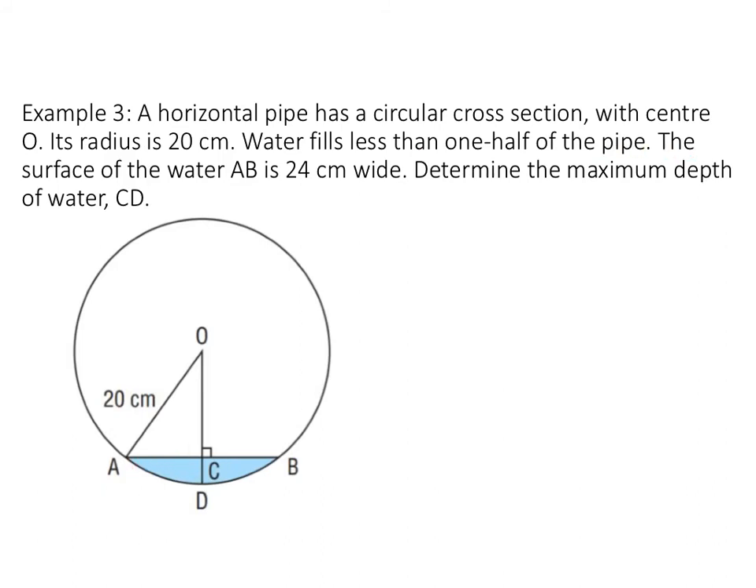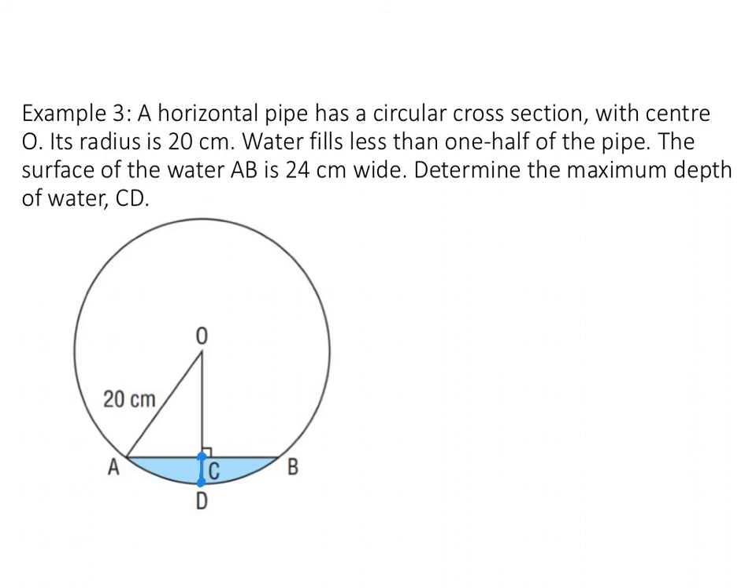The surface of the water, AB, so from A to B, is 24 centimeters wide. They didn't label that for us, but we know. Determine the maximum depth of water, CD. So we're trying to find from C to D. Please don't try to draw in triangles like this. When have we ever done something like this? Never. So don't try to make up math. Try to think about what we know.